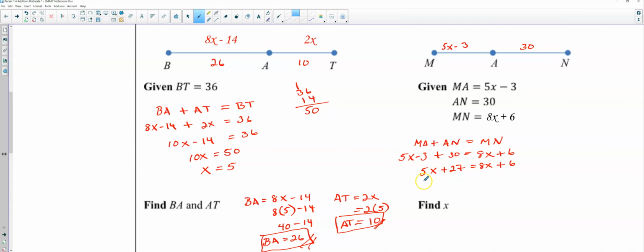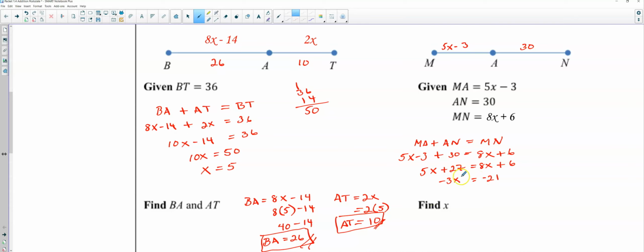So I have 5x minus 8x. That's negative 3x. See how it moves to this side? 5x minus 8x is negative 3x. Then this one is negative 27 on this side. Negative 27 plus 6 is negative 21.